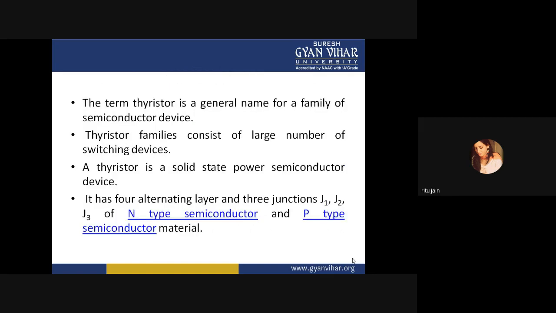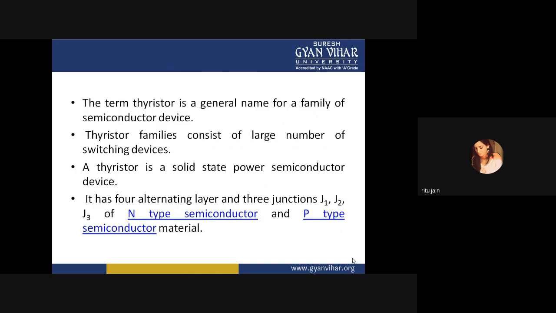The term thyristor is a general name for a family of semiconductor devices. The thyristor family consists of a large number of switching devices. A thyristor is a solid state power semiconductor device. It has four alternating layers and three junctions, J1, J2, J3, of N-type and P-type semiconductor material.